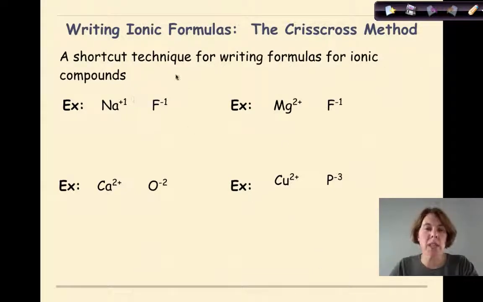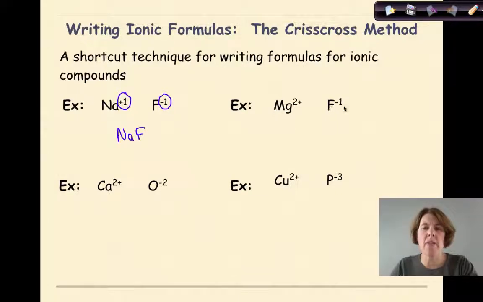So this is a shortcut technique for writing formulas for ionic compounds. Some of it is just basic, what we've already looked at. Some of it is a little bit more involved. So let's look at our first example here. Na+1, F-1. I have a +1 and a -1. Now they're going to cancel each other out. So when I write these, this is just NaF, and they're in a 1-to-1 ratio. So these could have subscripts of 1s down here, but we don't need to put those in because those are assumed. So NaF.